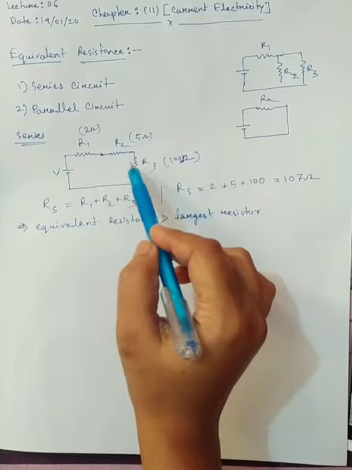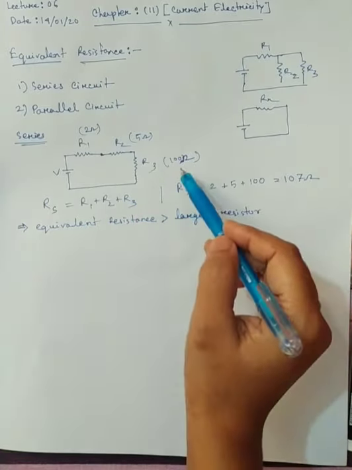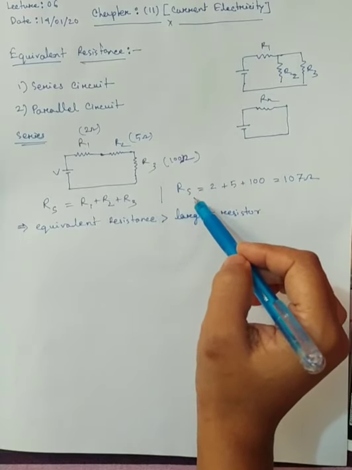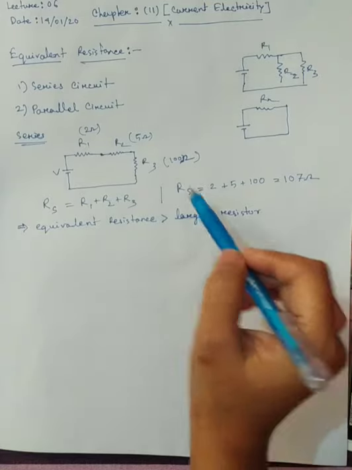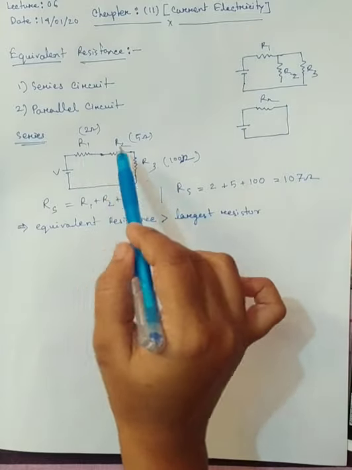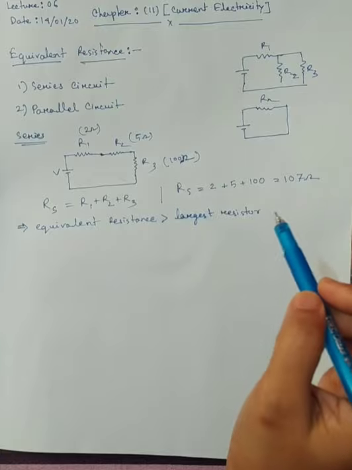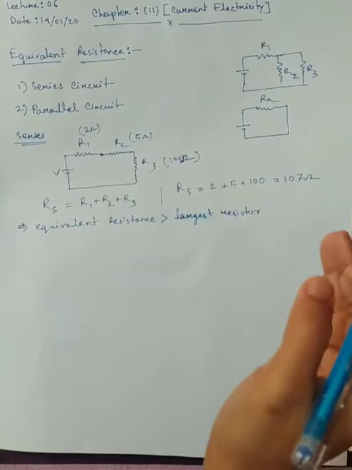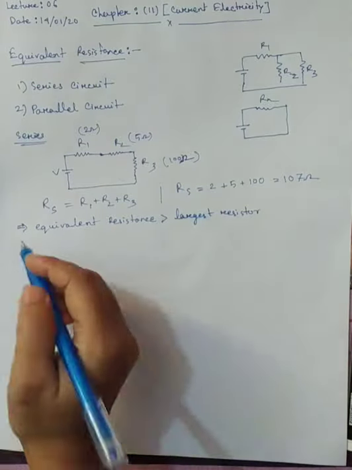Here I have used 3 resistors for making a series combination, and the largest one is 100 ohm, but when I determined the equivalent resistance, it is 107 ohm, which is larger than the largest resistor I have used in this combination. We have to keep in mind that for a series combination, the equivalent resistance will be greater than the largest resistor of that combination.